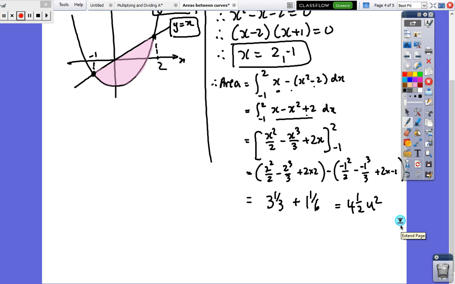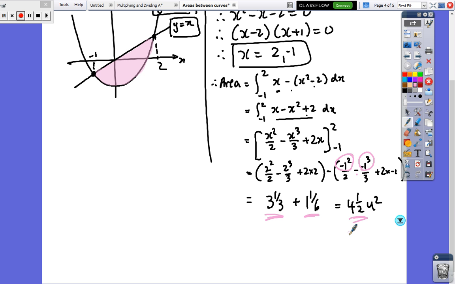So we've done x squared on 2 minus x cubed on 3 plus 2x, from 2 to minus 1. Chuck in the numbers, be very careful here, squaring a minus and cubing a minus, and then you've got another minus, so just be careful with those things when you do it. When I did it, I got 3 1/3 for the first bracket, minus 1 1/6 for the second bracket, so the answer is going to be 4 1/2.